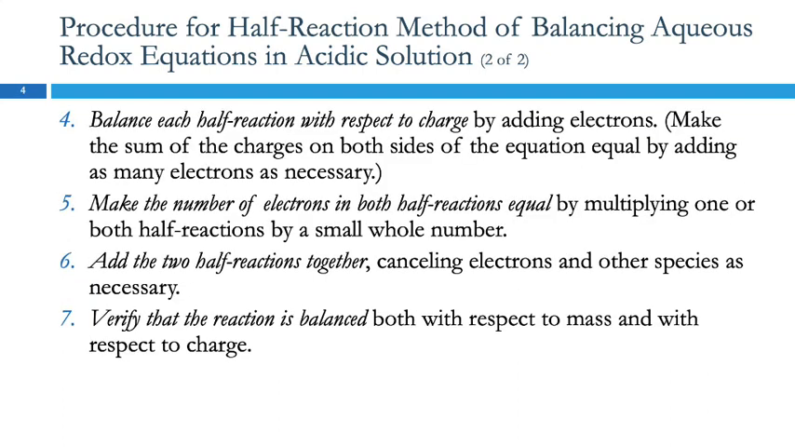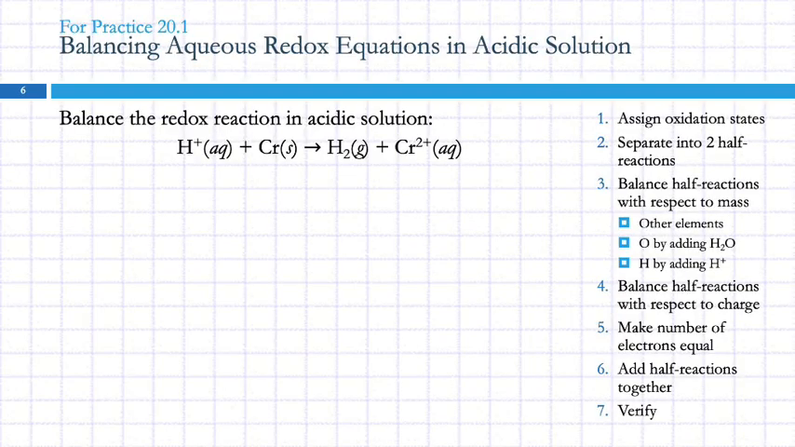Then we balance each half reaction with respect to charge, so the charge of products and reactants is equal, and we're going to do that by adding in electrons. So one of these reactions is going to be losing electrons, and one is going to be gaining electrons. After we've got that straightened out, we want to make sure that the number of electrons being lost is equal to the number of electrons being gained, and then we can add the 2 equations together and cancel out the electrons. And then, of course, you should always double check. So let's do a couple of examples.